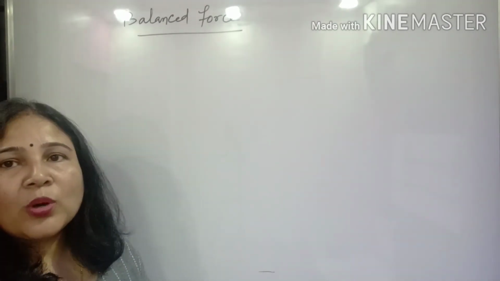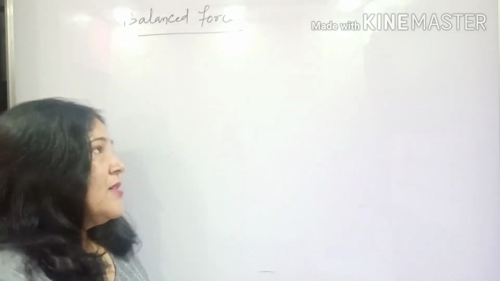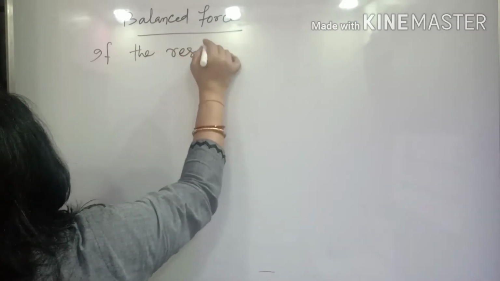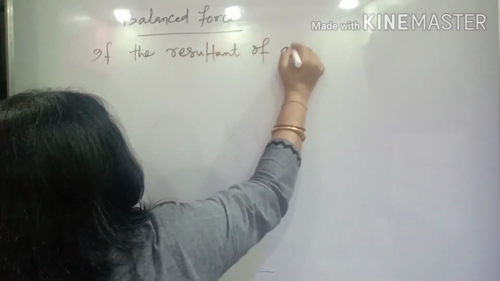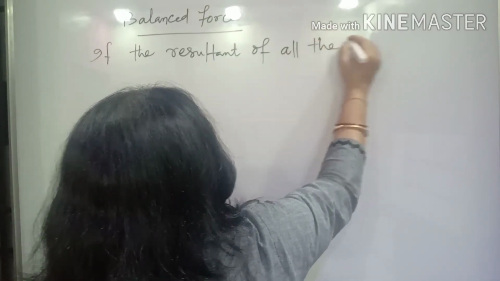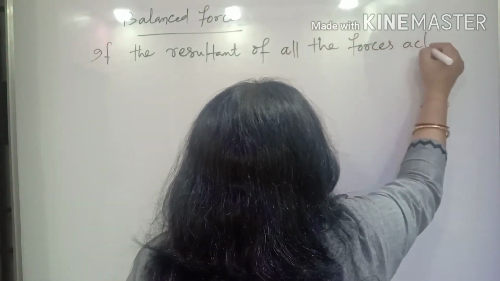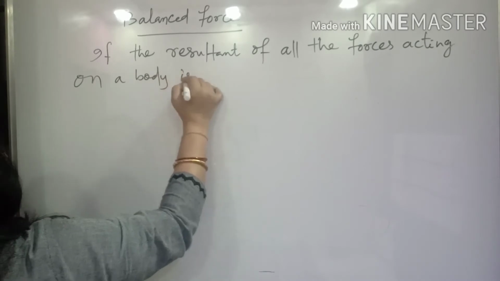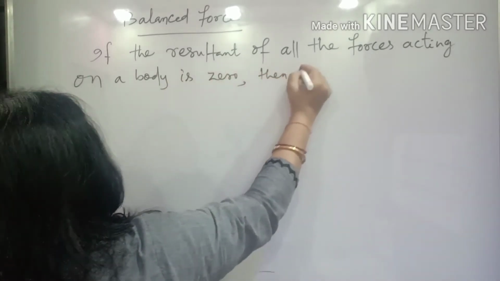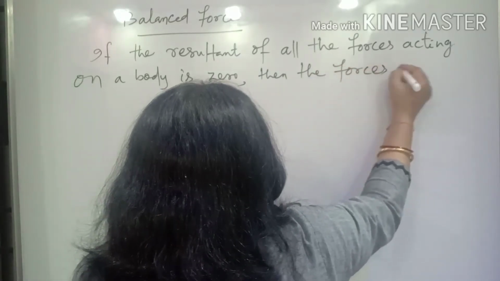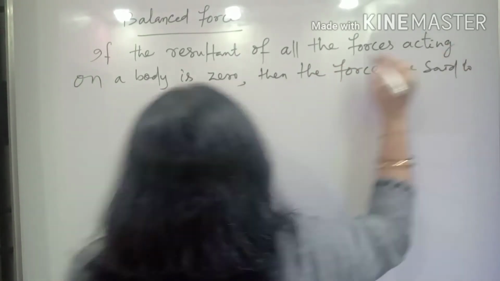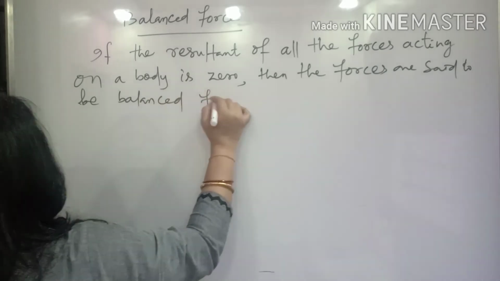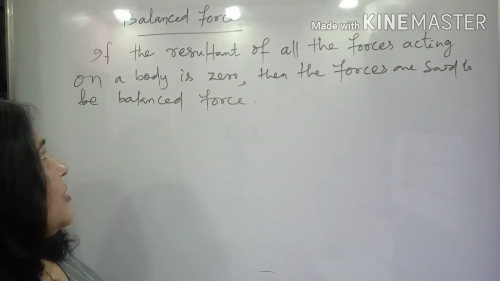Now we'll see what a balanced force is. Now, what is a balanced force? So here we write: if the resultant of all the forces acting on a body is 0, then the forces are said to be balanced forces. Okay, so this is important, what I said.